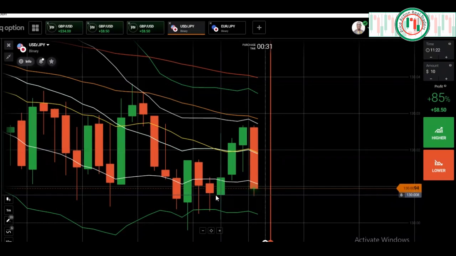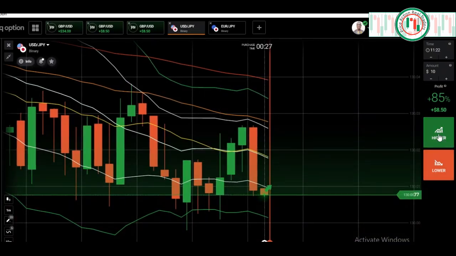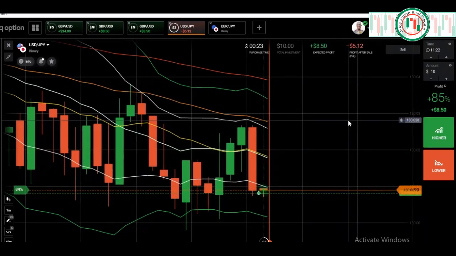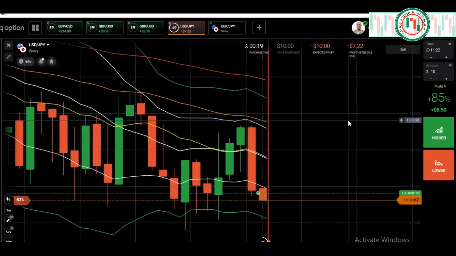Yes, here. This is engulfing. I'll place a call option here because this is an engulfing zone.